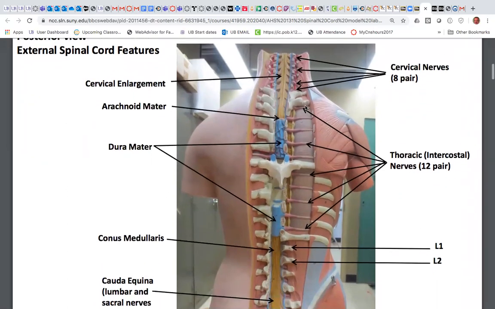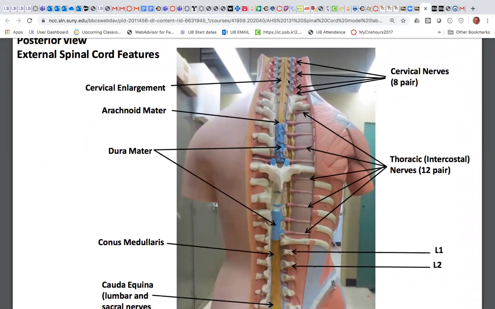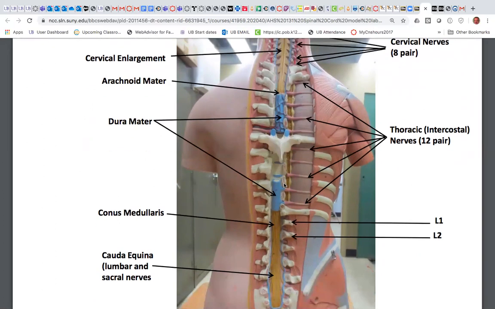In the neck, remember there's 2 plexus. There is a cervical plexus and a brachial plexus. In the lower back, there's a lumbar plexus and sacral plexus. But in the thoracic spine, there's only thoracic nerves. They're intercostal nerves, 12 pairs of that.